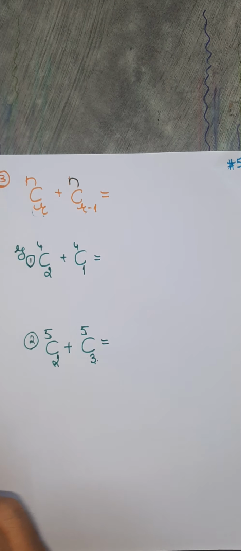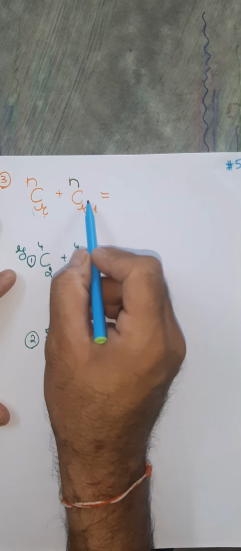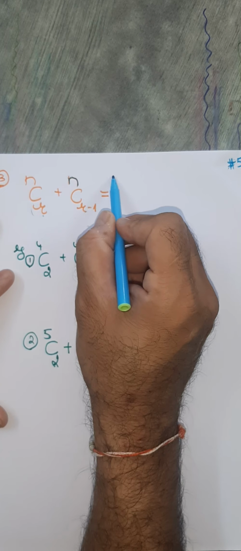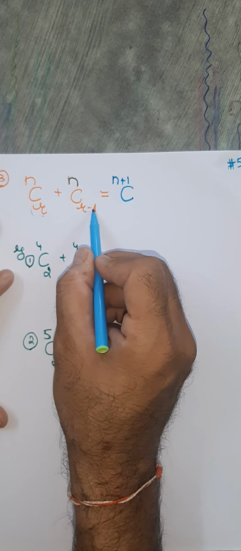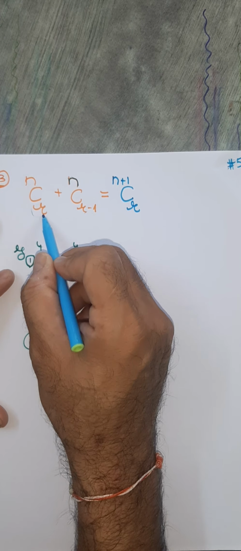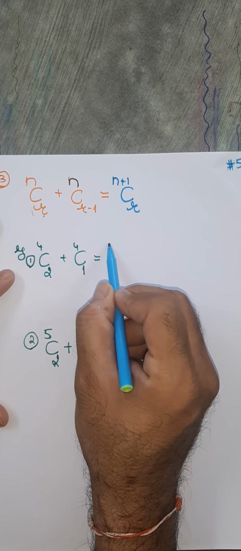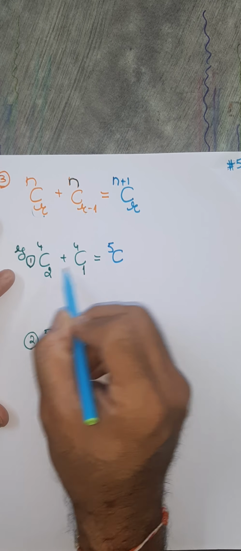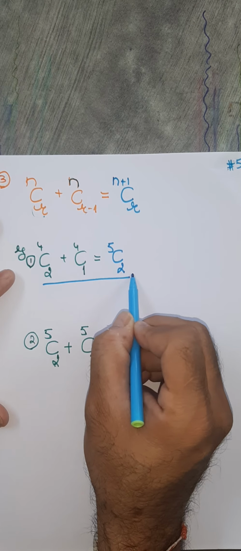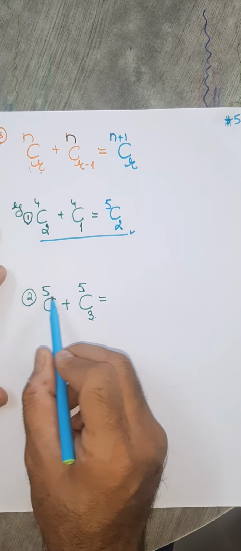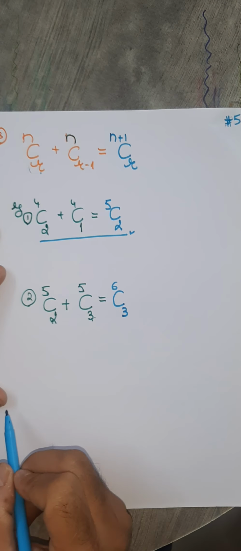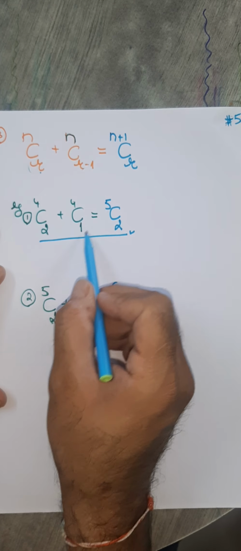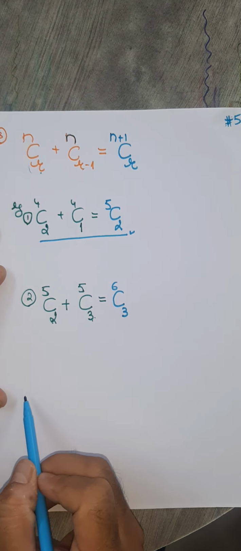Then this result says that it can be proved also, not a big task, remember. You write the formula for this, so you'll get this. Above number plus 1, so n plus 1, and you select the bigger of these two. Which is the bigger of this? That is r, the bigger number. So here what should be your answer? Above number plus 1, select the bigger of these two. The answer would be 5C2. Above number plus 1, 6C. What's the bigger of this? 3. You can verify. You just find 4C2, find 4C1, 5C2. You add these two, you'll get exactly this.